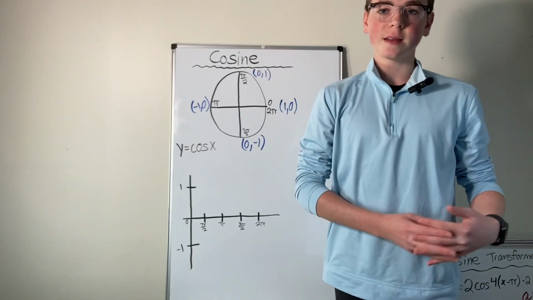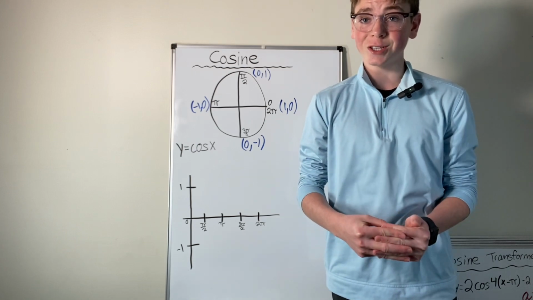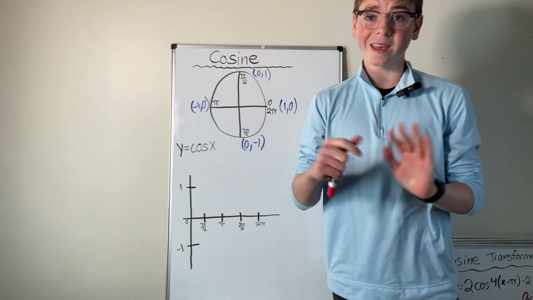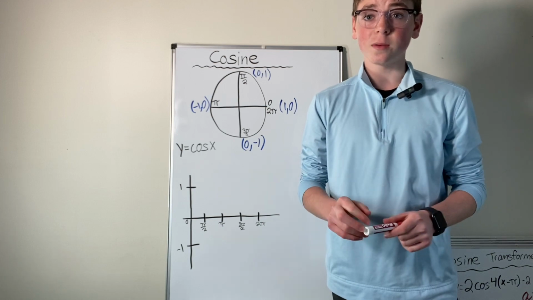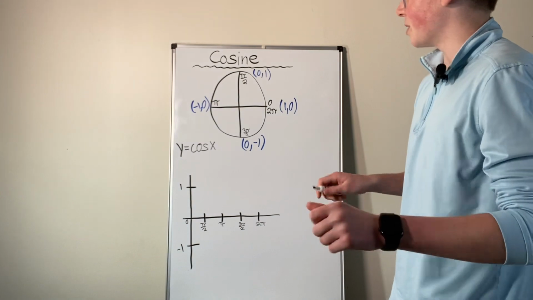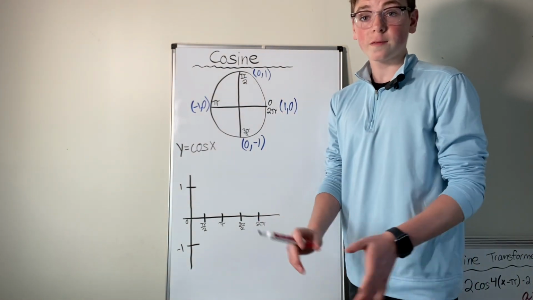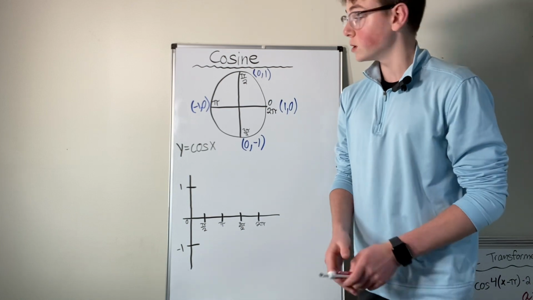I am Xavier Smith, and today I'm going to talk about how to fully graph a translation of cosine. We are not doing a negative a value here, though, so you'll have to go watch my other video on that. So, let's start. Just normal graph y equals cosine x to start with.